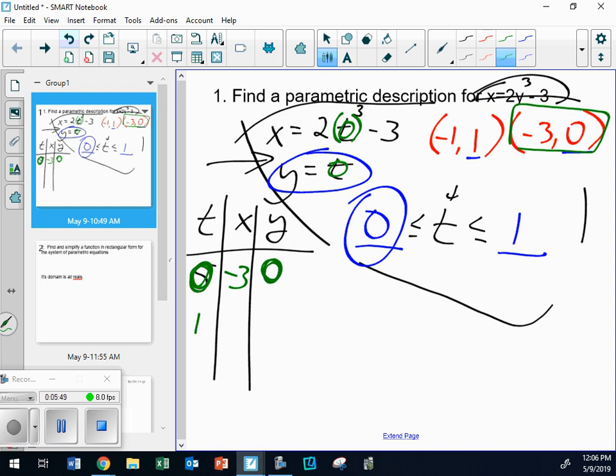I stick a 1 in, and when I stick a 1 into this, I get y equals 1. It seems like it's going to be that one. And I get 1 here. 1 to the third is 1 times 2 is 2. 2 minus 3 is -1. Look at that. It works. Okay, cool. Yes?